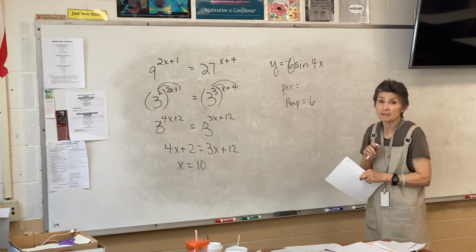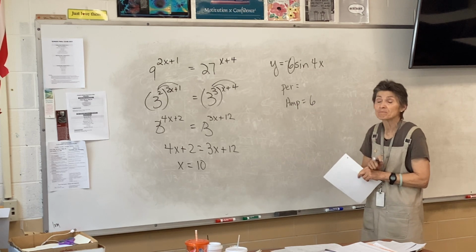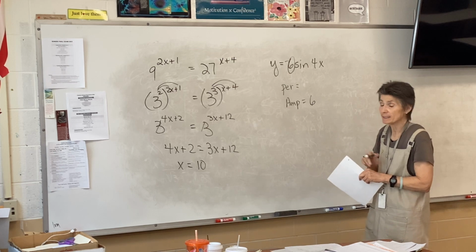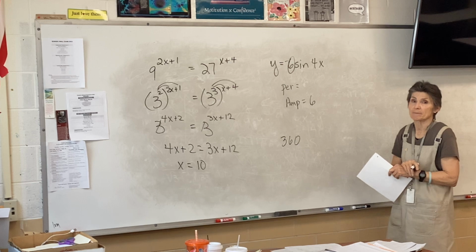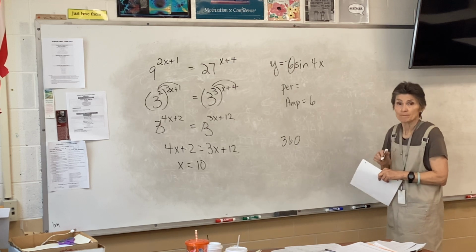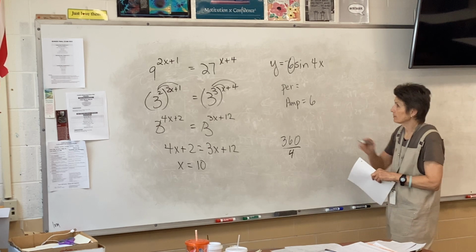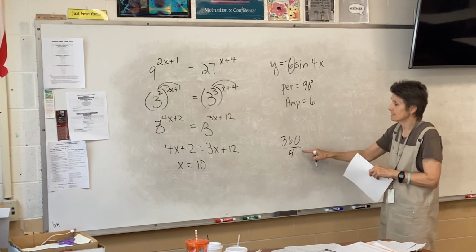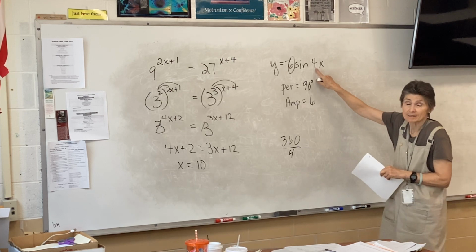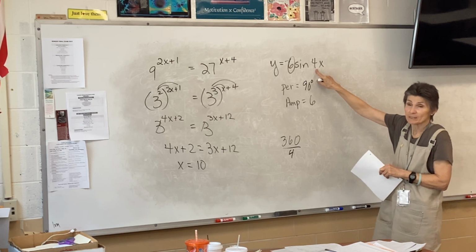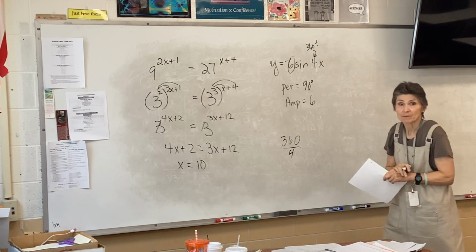The period of a sine or a cosine, this could be a cosine, wouldn't change anything. The period of a sine or a cosine is supposed to be 360. That's what the period is supposed to be. That number divides 360. So the new period is 90 degrees, 360 divided by 4. Whatever number that is, it divides 360. So you're always going to take 360 divided by that number.